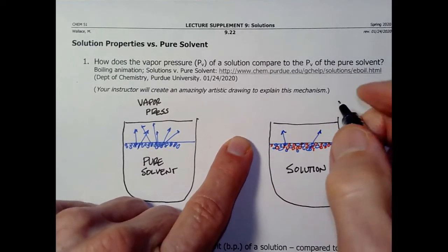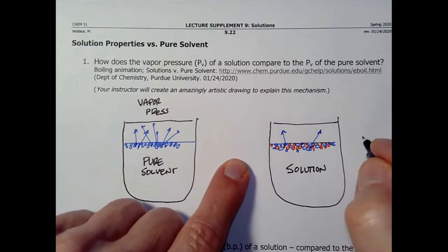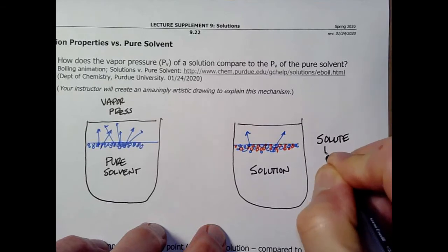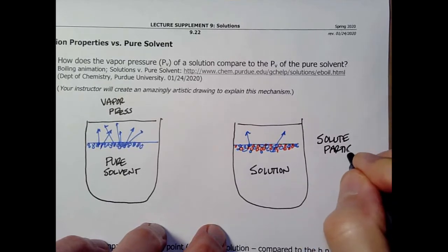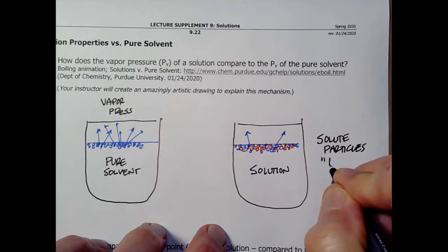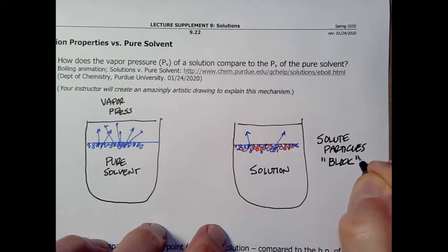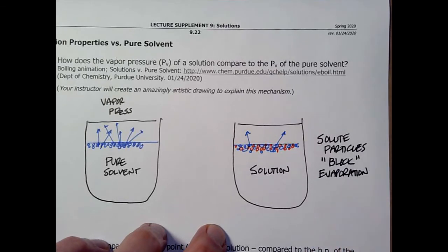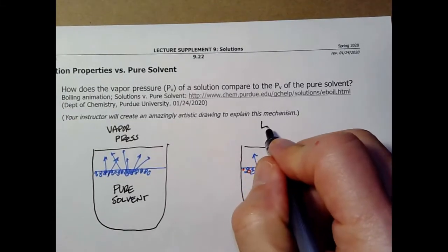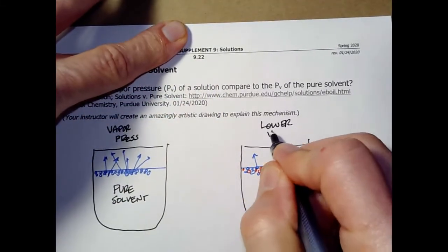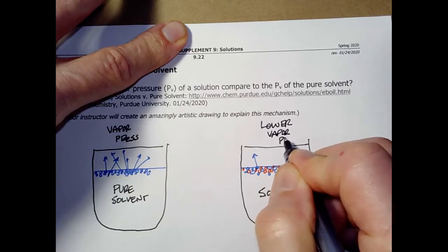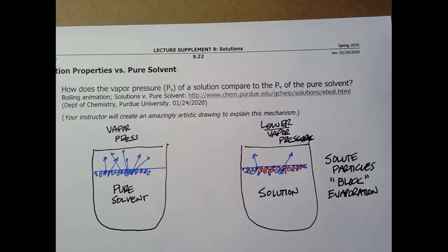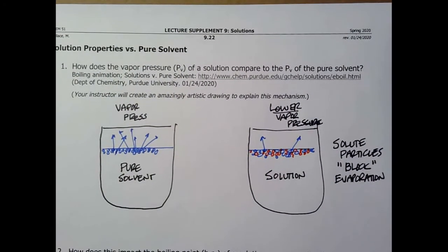We could think of it as, let's say, solute particles block evaporation. And so what we have is a lower vapor pressure. That's really poorly written, but so we've got lower vapor pressure.